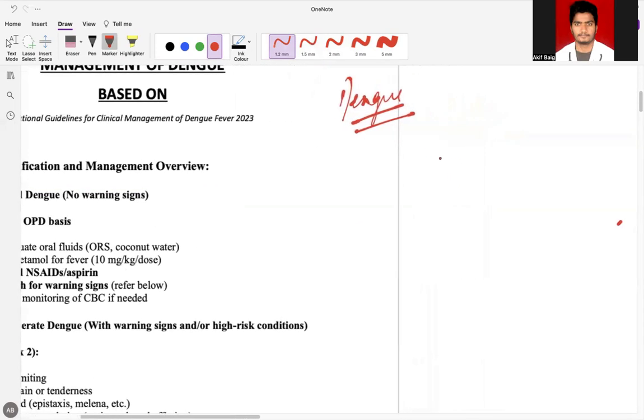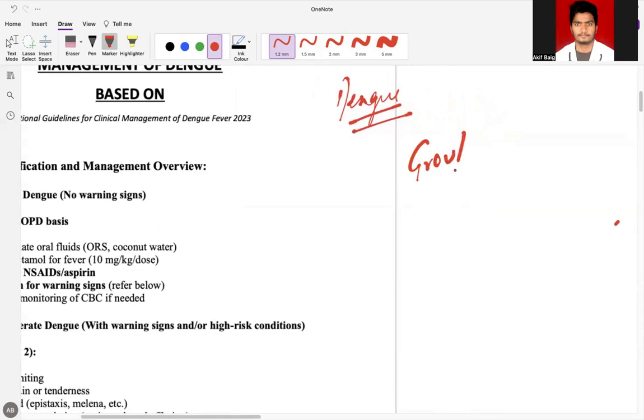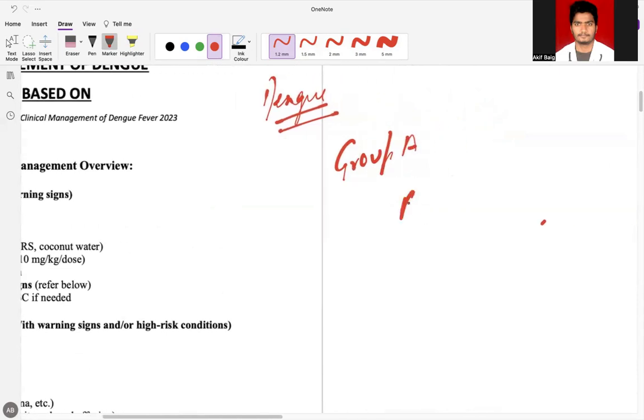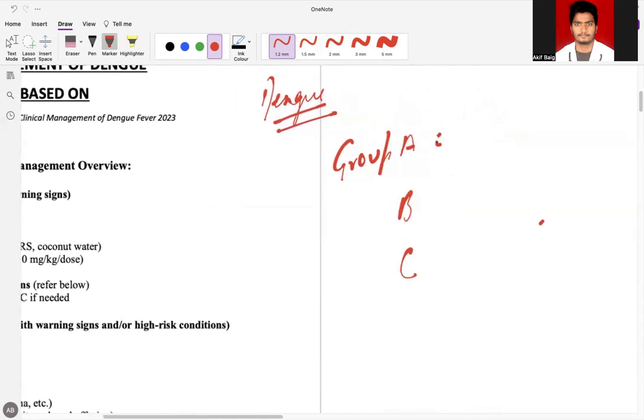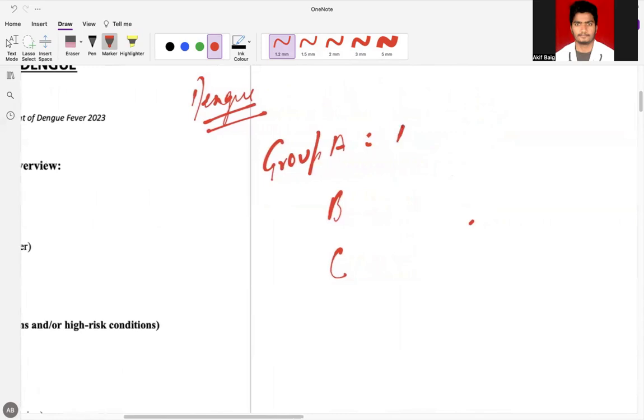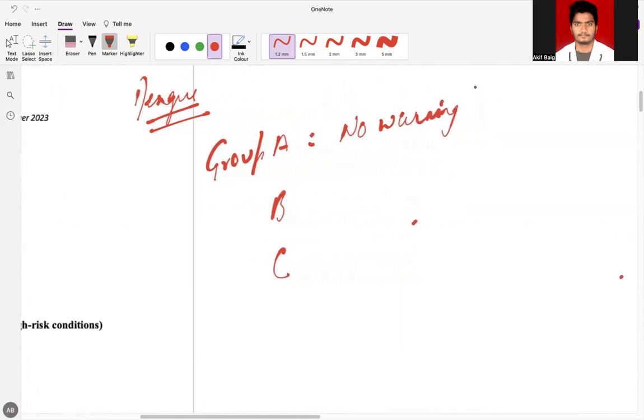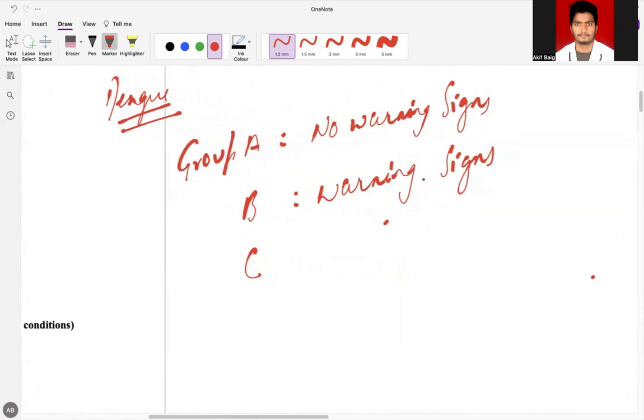So these are divided into three groups, that is group A, B, and C. Group A are patients who have no warning signs, that is stable patients with dengue positivity. Group B is the patient who has warning signs. Group A is called mild dengue and group B is called moderate dengue.